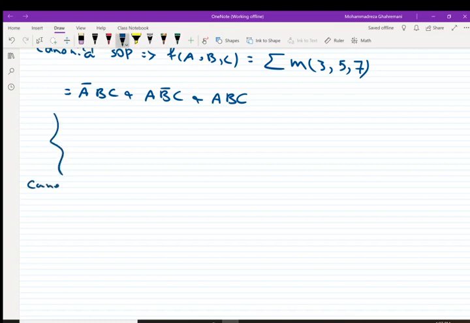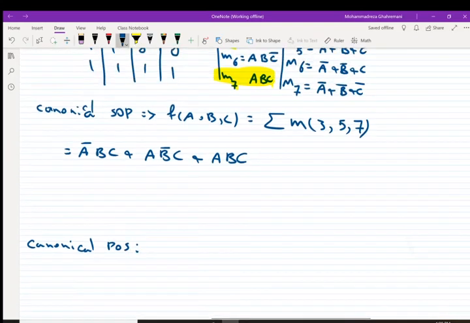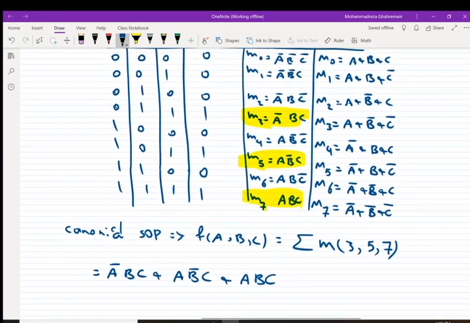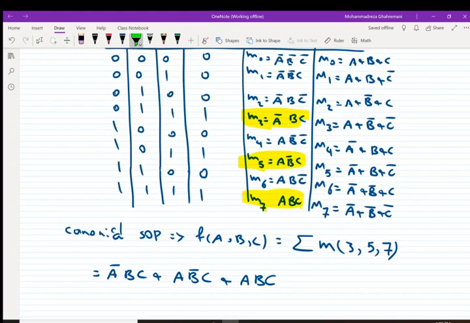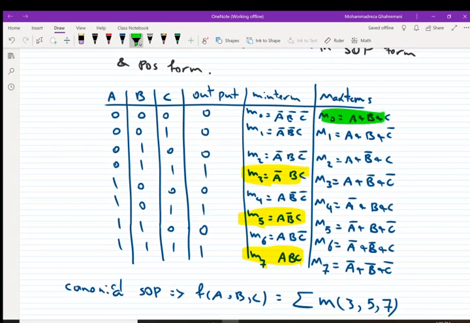Just leave some space here. We need it later. Now the canonical form of product of sum. So we should look at the maxterms which cause 0 in the output. So which maxterms? This one, this one, this one, this one, and this one.